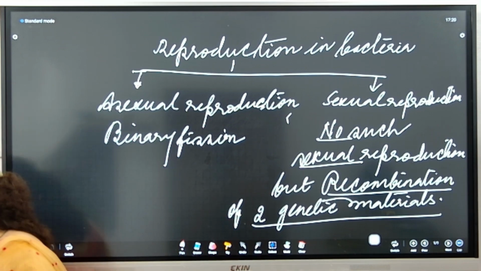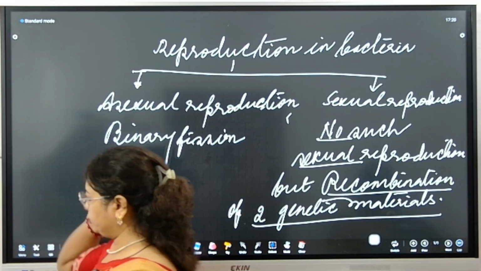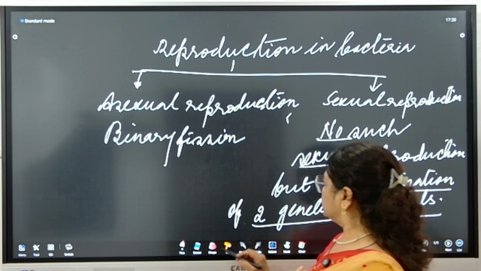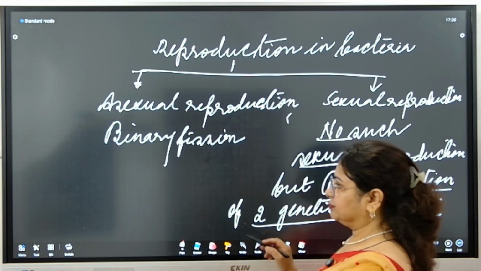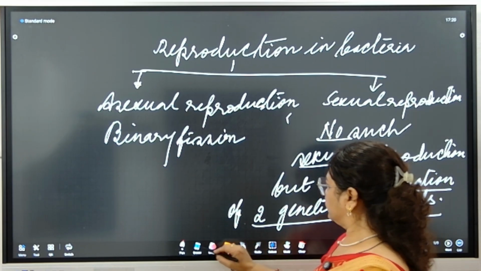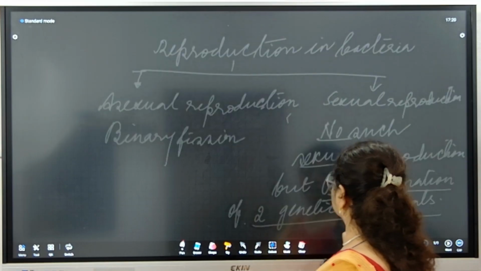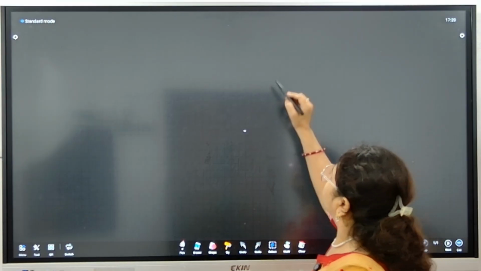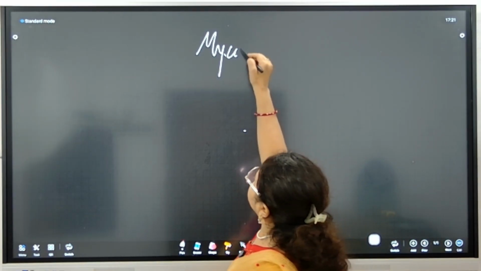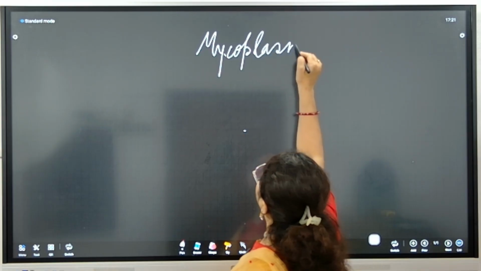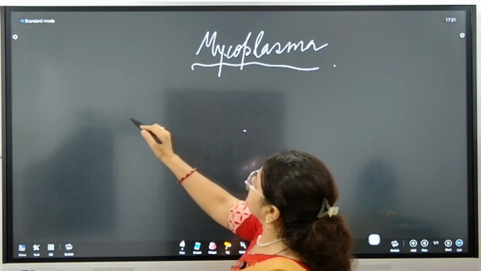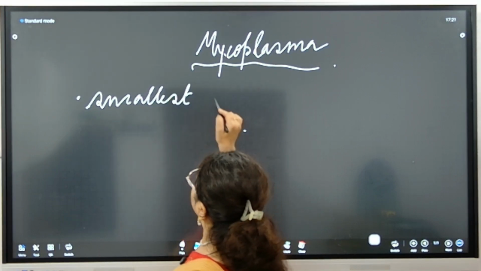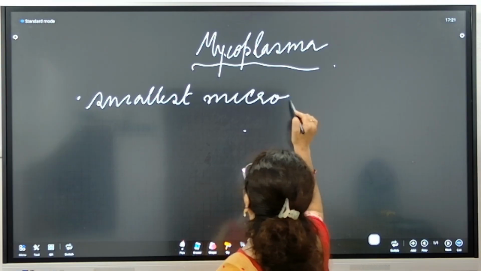Okay, students, I am back. Now, the last part of today's class I am going to discuss, and that is very interesting: mycoplasma. I will give some points, and that is the end of today's class. First, these are the smallest organisms, microorganisms.